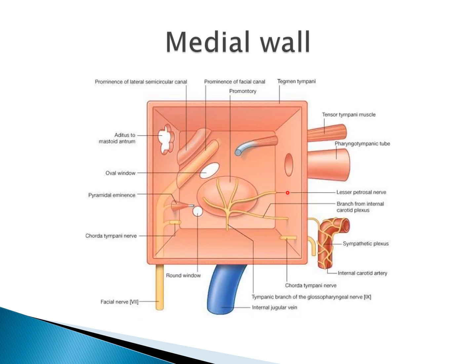So we can see this is the medial wall of the middle ear, and this is a bulge in the medial wall, which is called the promontory. This is because of the bulge of the basal turn of the cochlea.